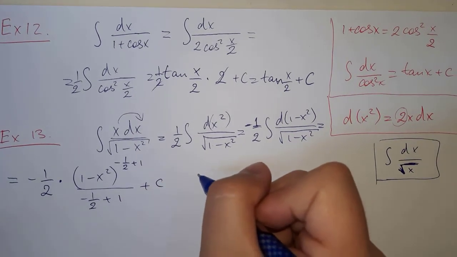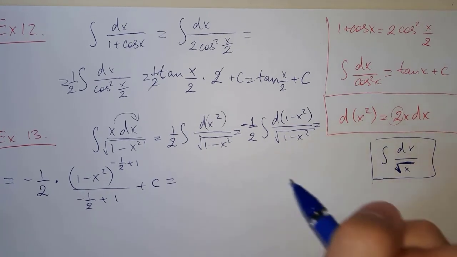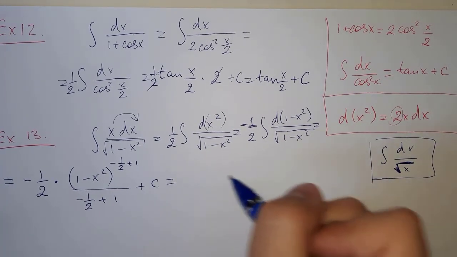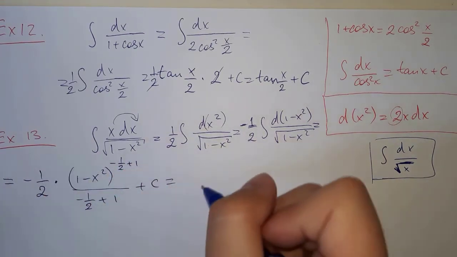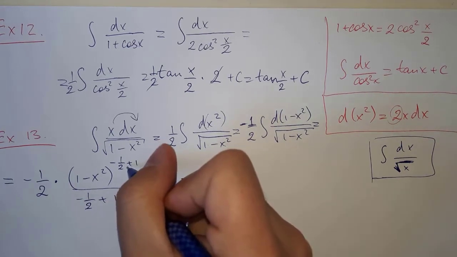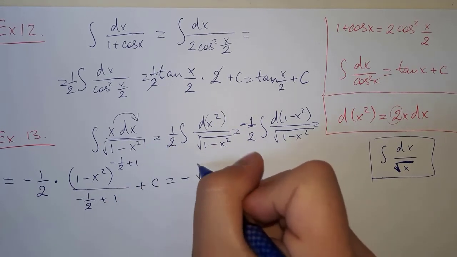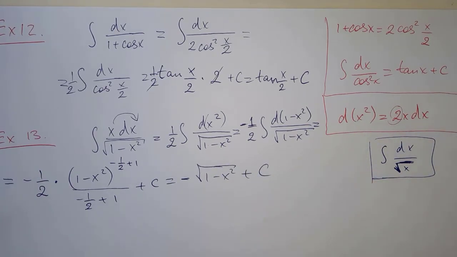And what do we get here? This is minus 1 over 2, and here we have 1 over 2. They cancel. It will be just minus, and here the 1 over 2, of course: minus the square root of 1 minus x squared plus c. This is the answer.